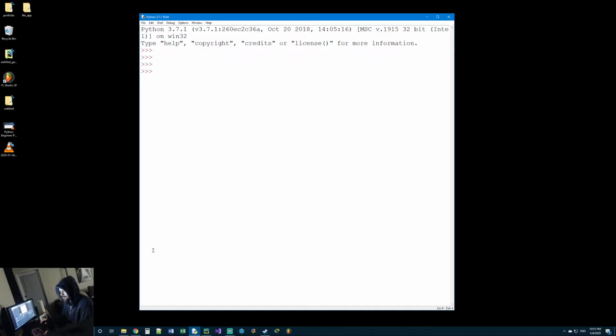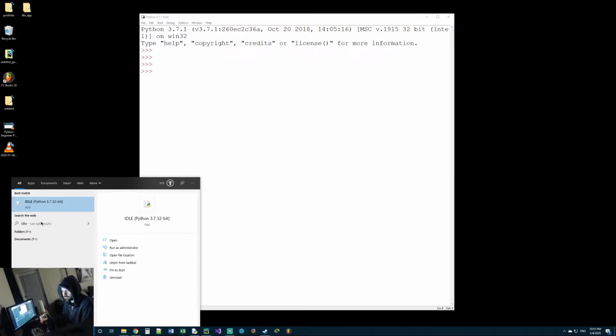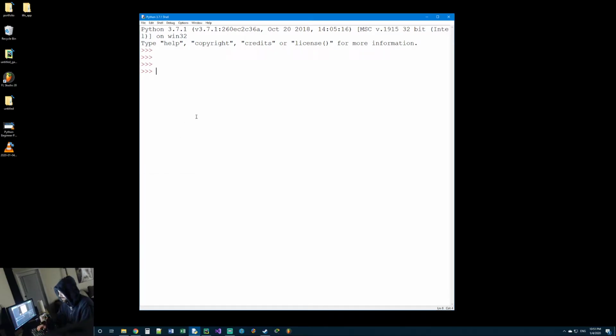So the first thing I did was I just went down here and launched IDLE. If it's not on your taskbar, you can just type in IDLE right here and launch it. So here it is. As you see, I just hit enter down here. If you hit enter on the screen, it just gives us some space to work with.